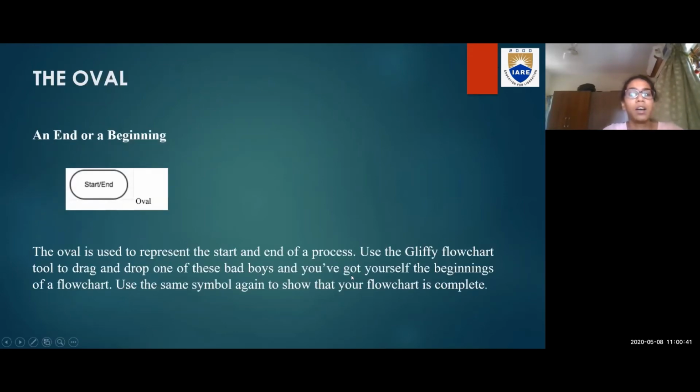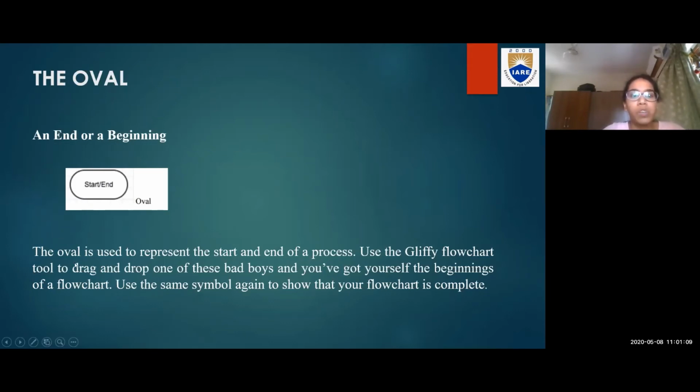Now, coming to the first element, the oval, an end or a beginning. So what do you mean by an end or a beginning? That means whenever you start your flow chart, or whenever you're having an idea to end your flow chart, you use this particular symbol called the oval. As I represented here, you use this symbol in the starting or in the ending of the flow chart.